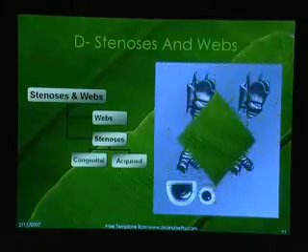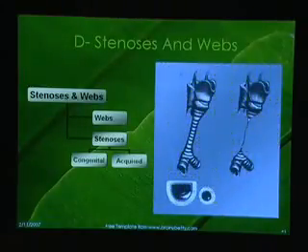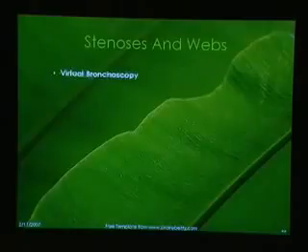Also, in cases of stenosis and congenital webs, we can measure the length of stenosis and the location of the web.